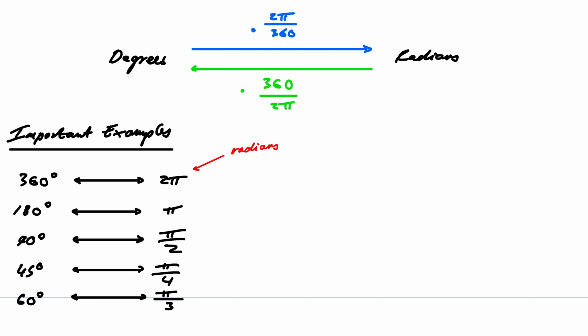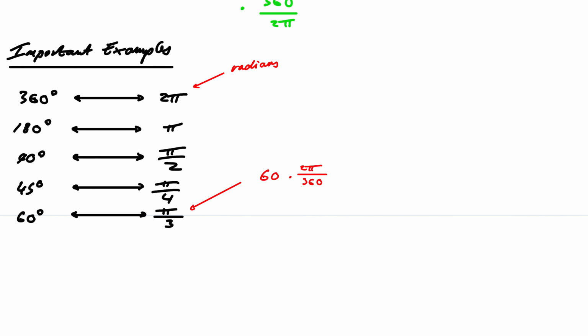But if you want to do it really carefully using this conversion, it would be what? It would be 60 multiplied by 2 pi over 360. It would be the top, going from degrees to radians. Finally, this one's easy as well because we know what 60 is. 60 is pi over 3. 30 degrees must be half of that, which is pi over 6.